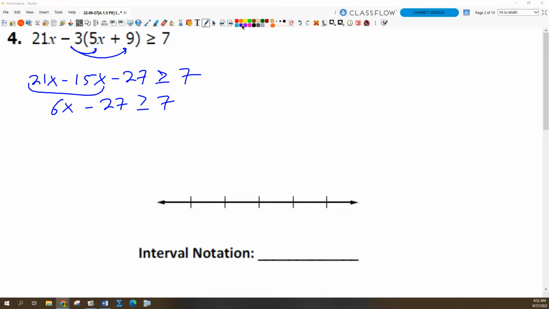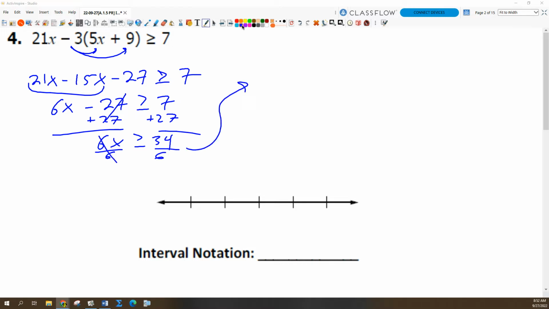Ben, what are my last two steps in order to get that x by itself? Add 27. There you go. So add 27. 6x is greater than or equal to 34. You said divide by 6. I like that. So that's going to give me the solution. X is greater than or equal to, let's see, that would reduce to what, 17/3 if I divide top and bottom by 3?